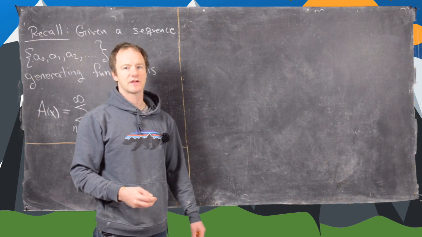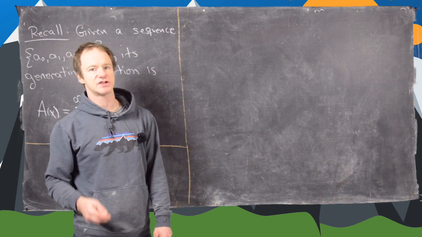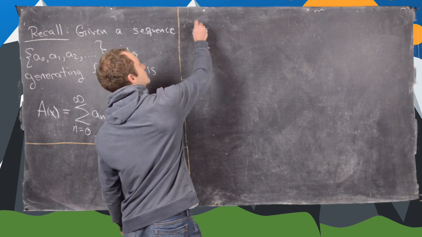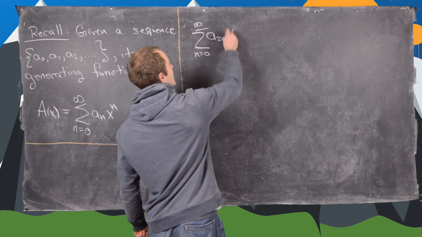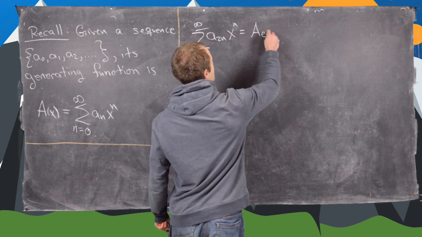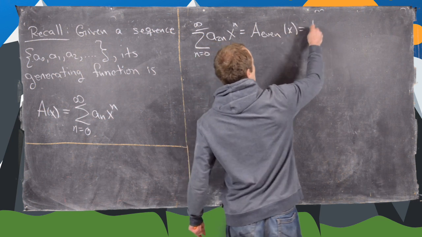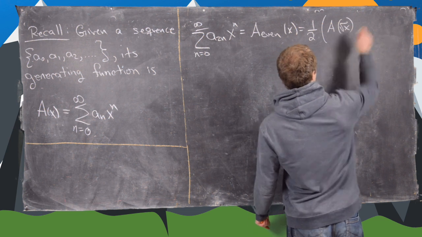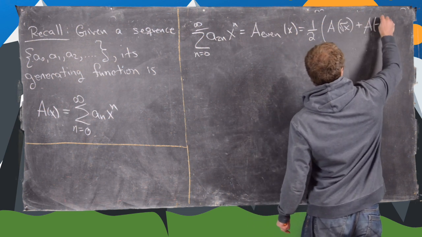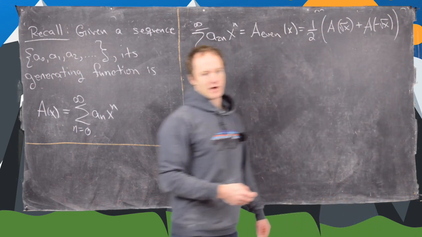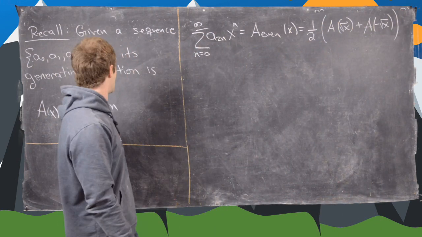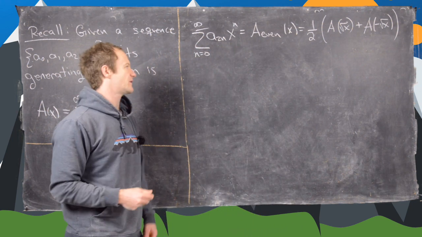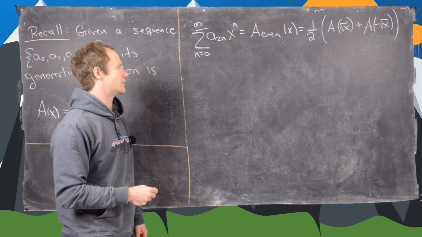Okay, so we did some calculations on the last board, and those calculations quickly allow us to write that the sum n equals 0 to infinity of a_2n x^n, which we called A_even(x), is actually just 1/2 times the quantity A evaluated at the square root of x plus A evaluated at negative square root of x. Which may not seem super helpful, but often we have a closed form for these generating functions, and so we can simplify that closed form, and we'll see that in an example later.